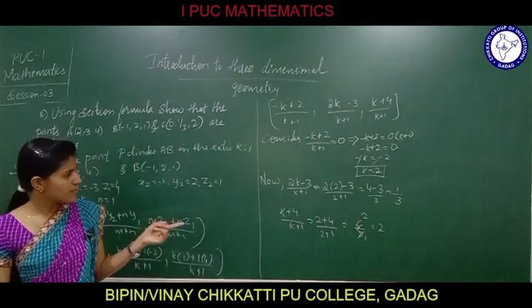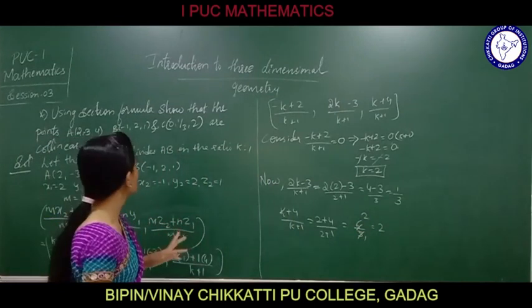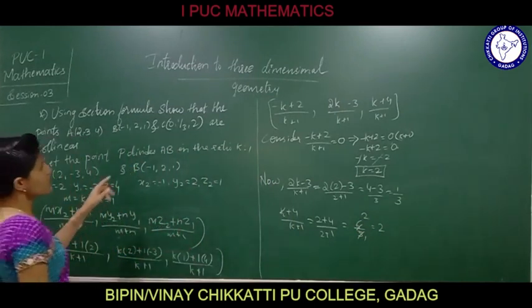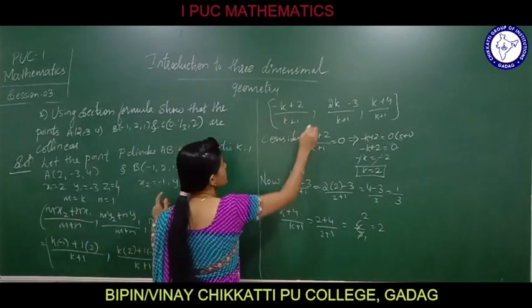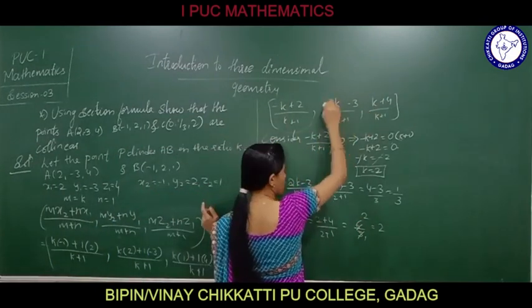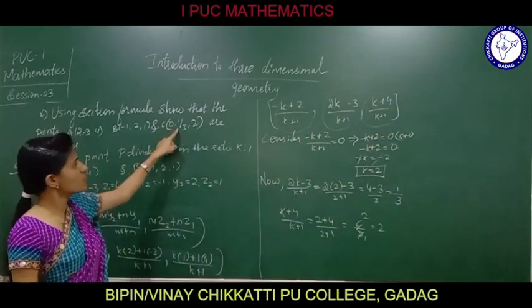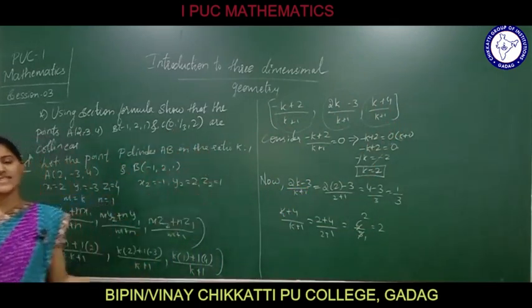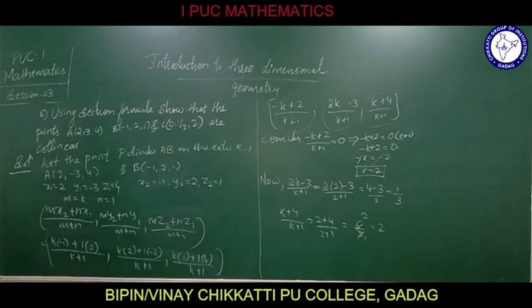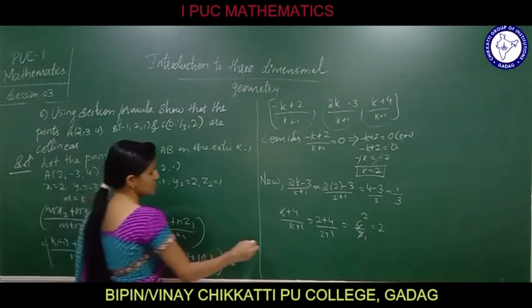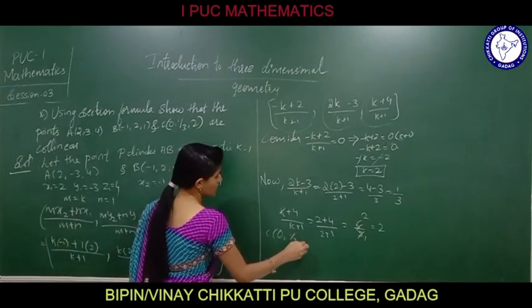Now we got 0, 1 by 3 and 2. See, compare this. We considered this as 0, we got this as 1 by 3, and we got this as 2. Isn't it same? 0, 1 by 3 and 2. Since it is same, therefore we got C as 0, 1 by 3, 2.